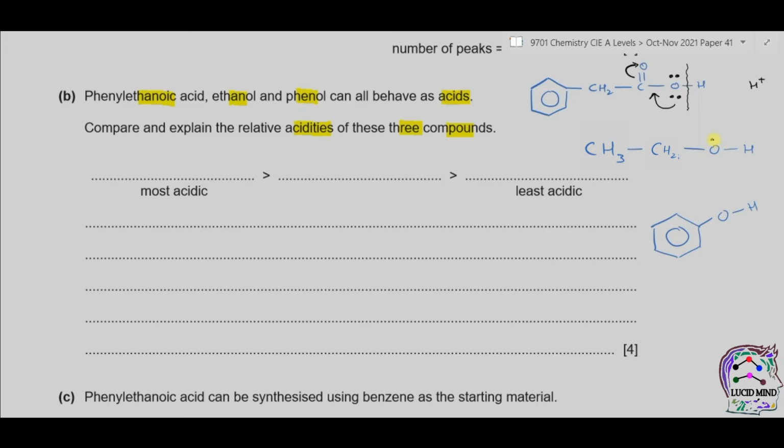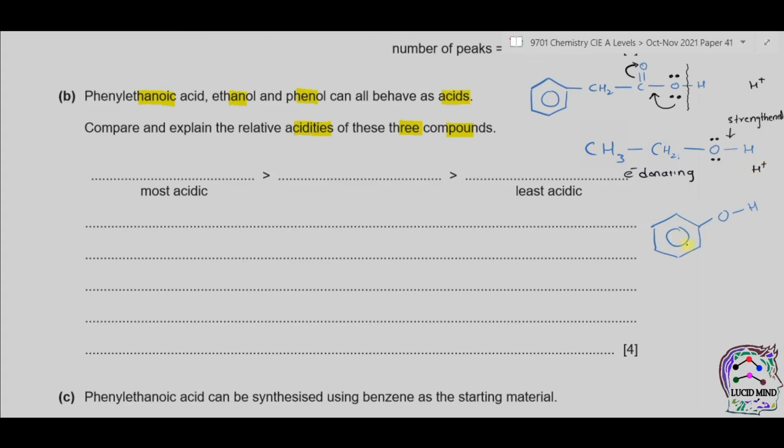In ethanol, again we have lone pairs on the oxygen atom. Now as we have an alkyl group attached, and the alkyl group is electron donating in nature, this alkyl group will increase electron density on this oxygen atom. In case of increased electron density, this OH bond is strengthened, it is not weakened. So when this bond is strong, it means fewer H+ ions are formed.